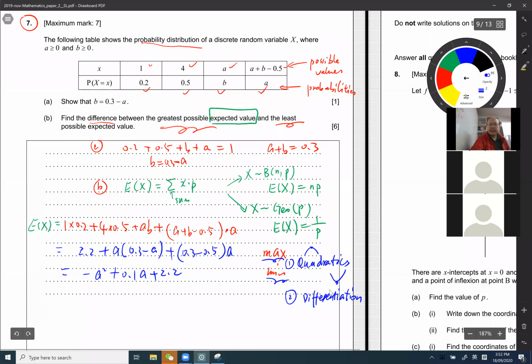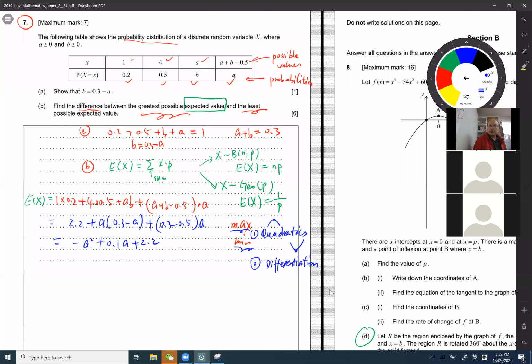We can even use this question to revise more ideas. For example, this is a function of A. What's the domain? What's the range? Or can you sketch the graph? This single question, we can mix a lot of stuff together.